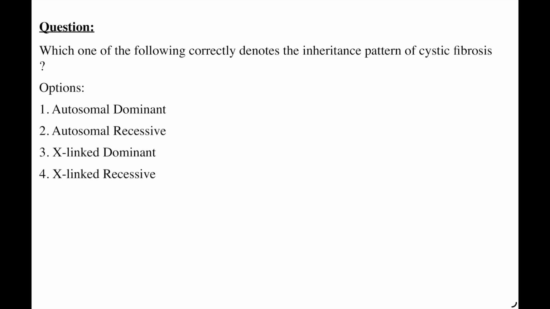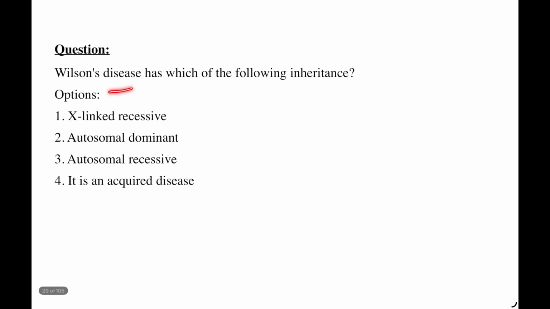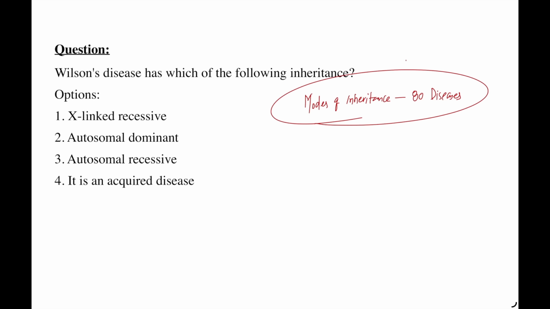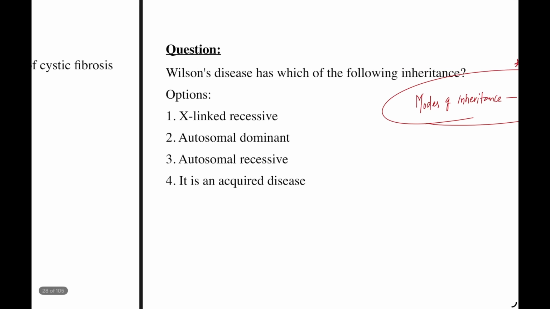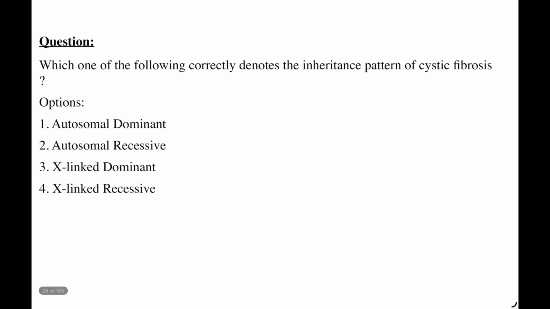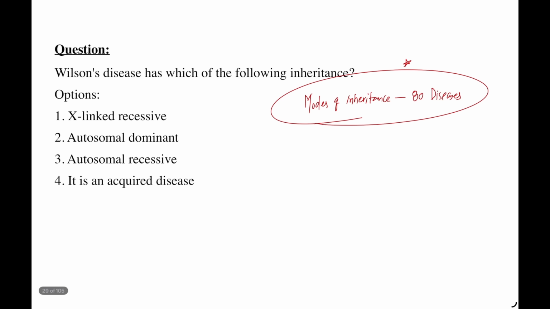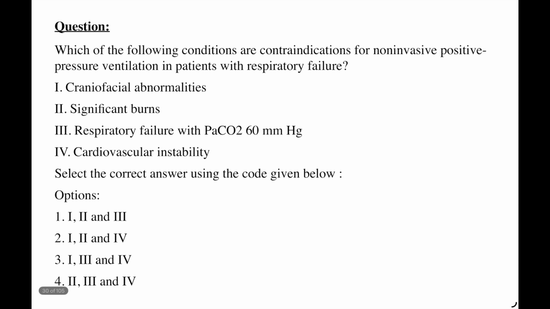Now, very easy questions. Both cystic fibrosis and Wilson's disease are autosomal recessive. I have given you a full table of modes of inheritance for almost 80 diseases. There is a table in the course. Okay, in the model answers also go through it. These questions are very, very important. There's nothing much to discuss, these are all memory based. So cystic fibrosis is autosomal recessive. Wilson's disease is also autosomal recessive in nature.